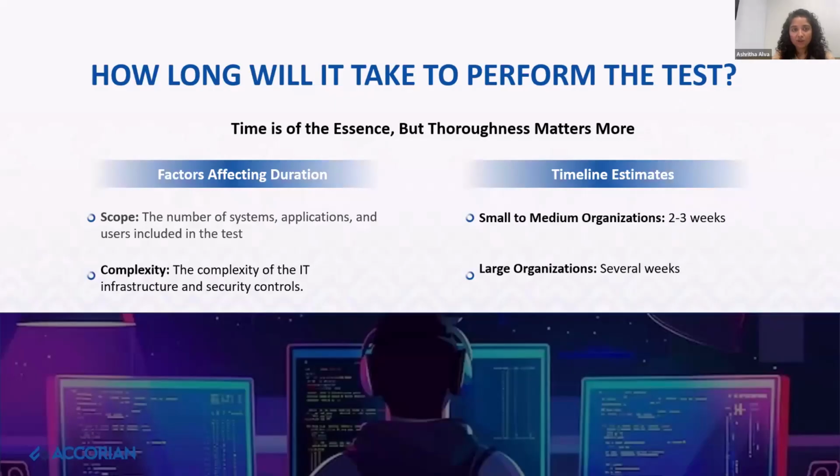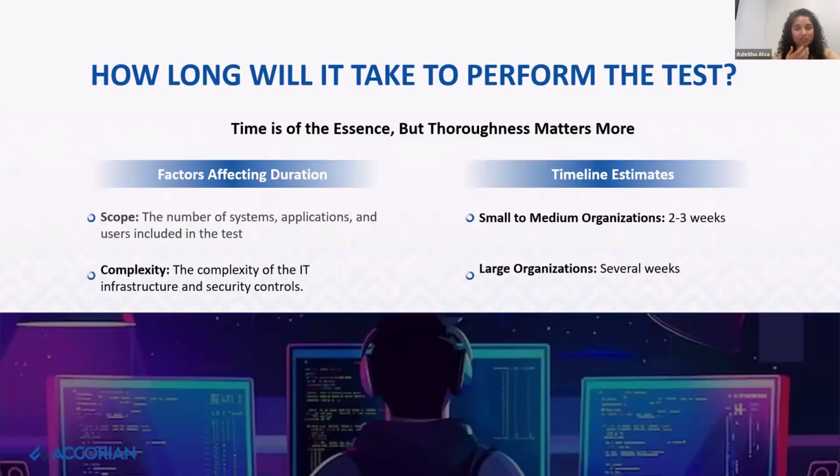All right. Moving on. How long does it take to perform the test? Of course, all of us want to get tests done quickly, want to see the report. It's important to consider the time that's taken because there are a lot of stakeholders and a lot of people involved. But also, what matters is how thorough you are in a test. There are multiple factors that affect the duration of the test. That is, what are the targets? What is your objective? What kind of pen test are you getting done?